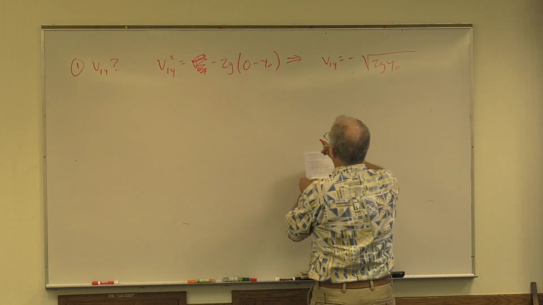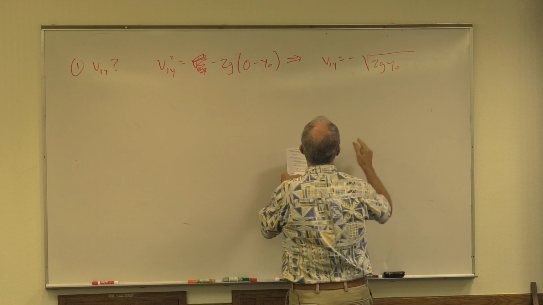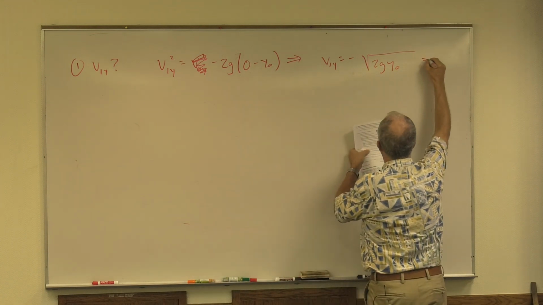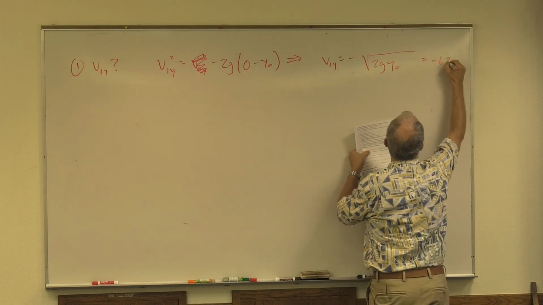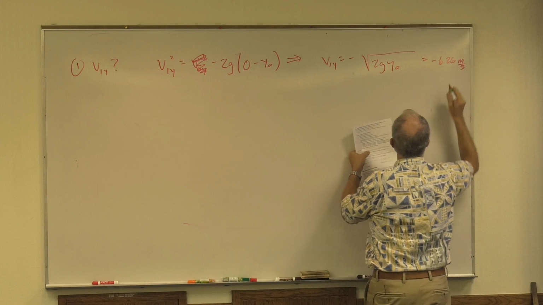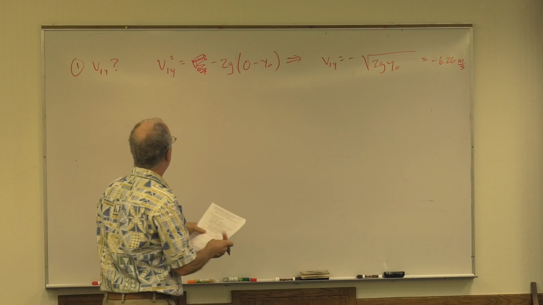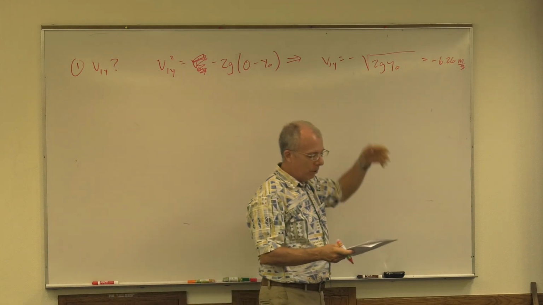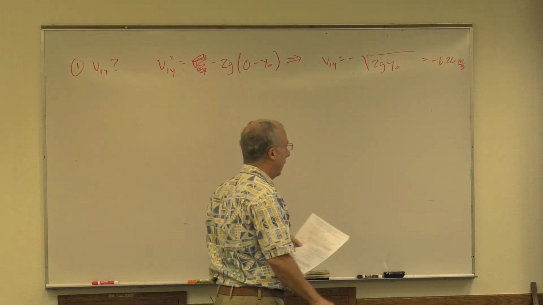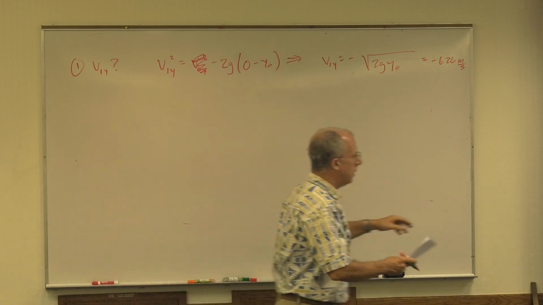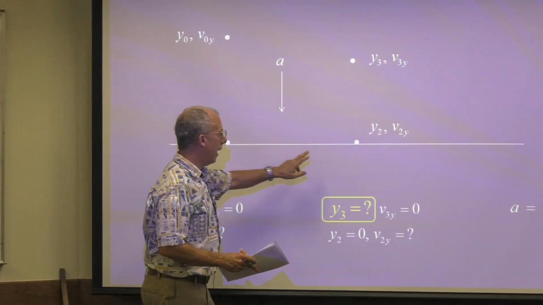And what is that? Just plug it all in. I promise you, you get minus 6.26 meters per second. Okay, so that's the first thing. That's not a big deal, right? That's chapter 2. We all know how to do that. Okay, now we've figured this out. Now we need to figure that out.